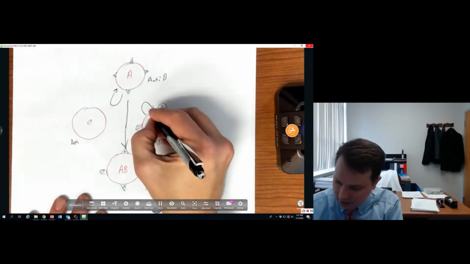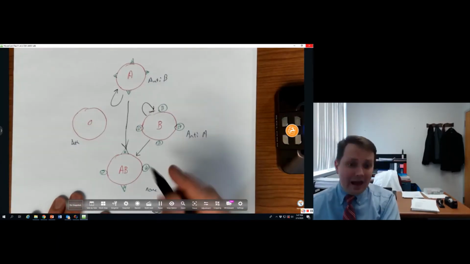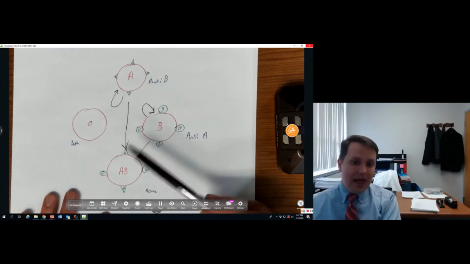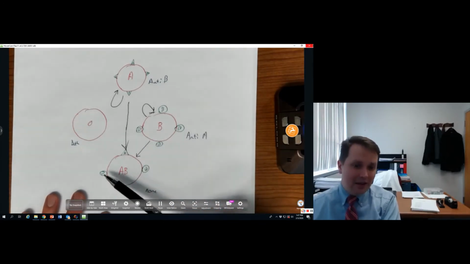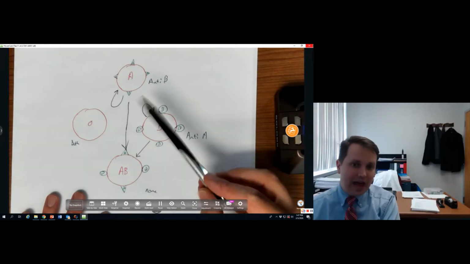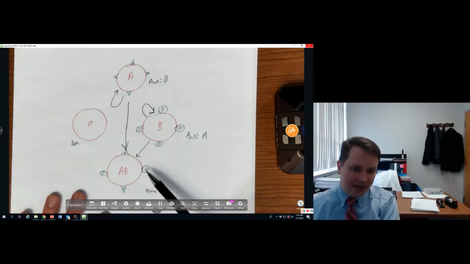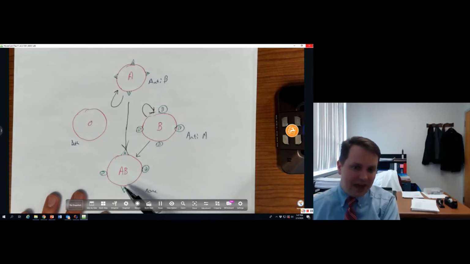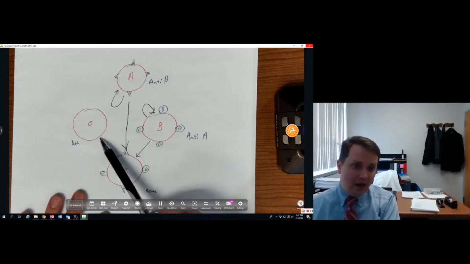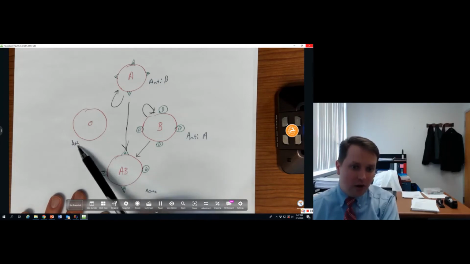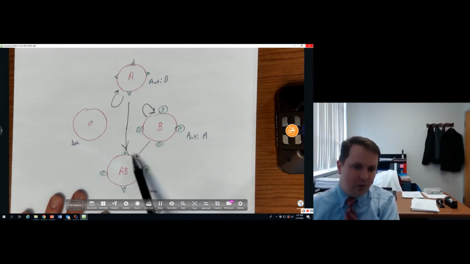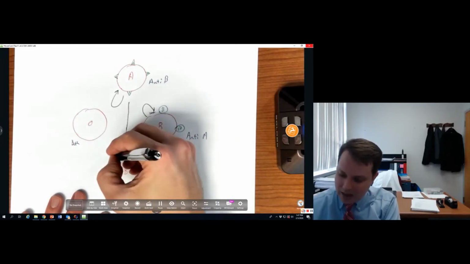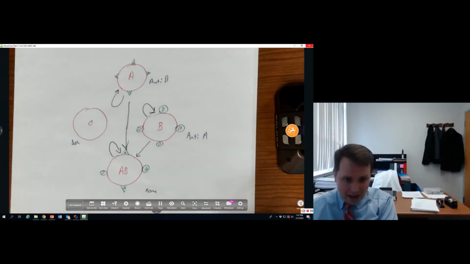Okay? Now, let's look at AB. AB has both A and B antigens. If I try to give AB blood to A, the anti-B would attack the B antigens. If I try to take AB and give it to B, the anti-A antibodies would attack the A antigen, so it's not compatible. AB cannot give to O because O has both anti-A and anti-B, so he's in trouble both ways. So AB can only give to itself.